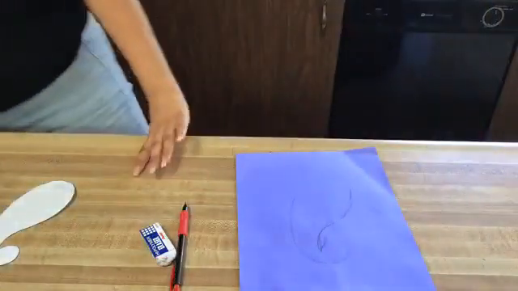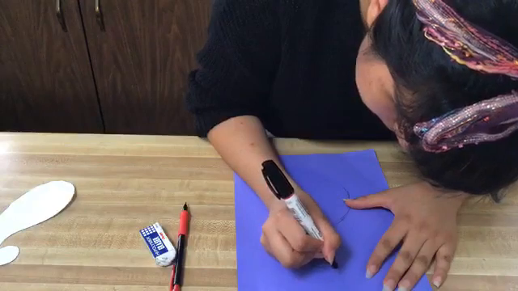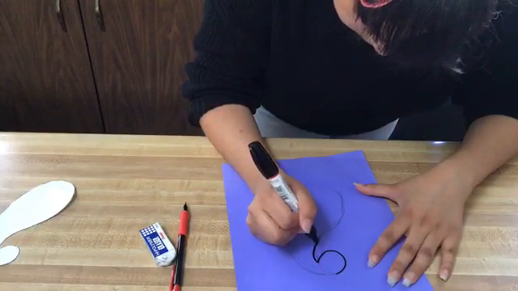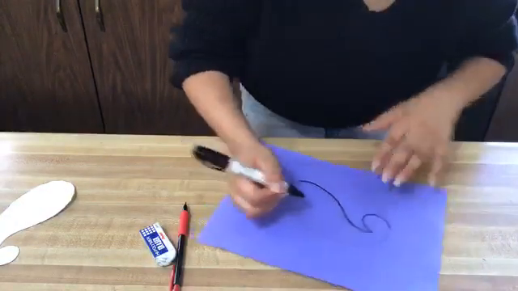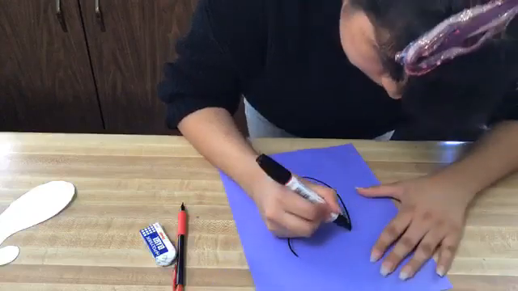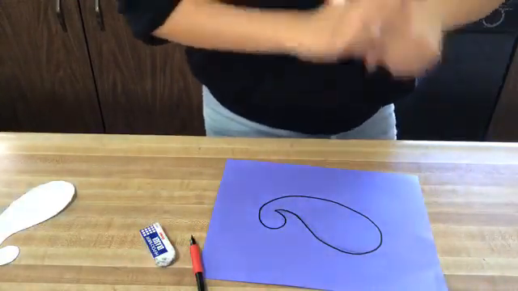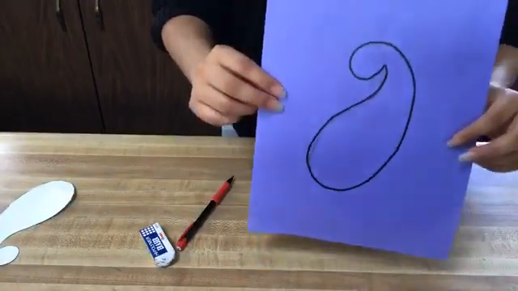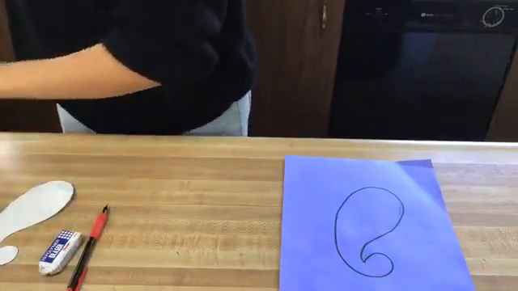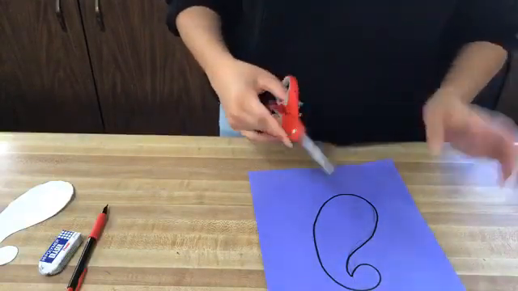I'm going to use my black marker so you guys can see better. This is what it looks like. And now we are gonna cut it out with our scissors. So if you have a hard time cutting, please ask for help.